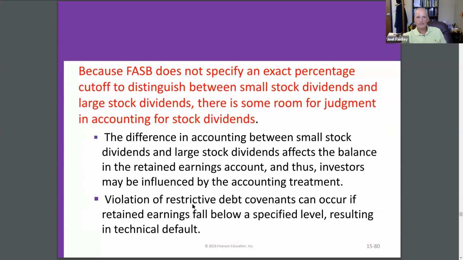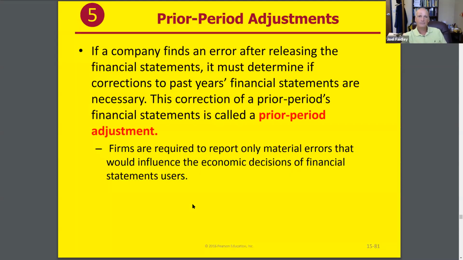FASB doesn't specify an exact percentage on this cutoff of 20 to 25%. It gives you room for judgment of what you think is sufficient. Of course, you've got to be consistent in how you do this from period to period, but you are given a lot of leeway there.